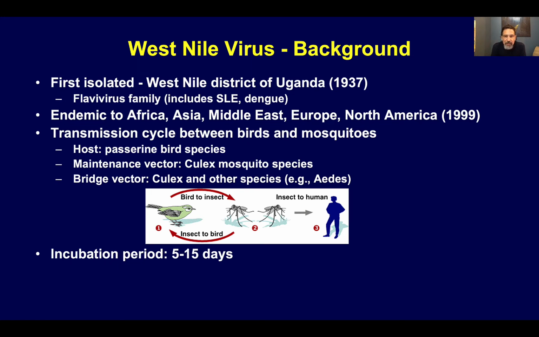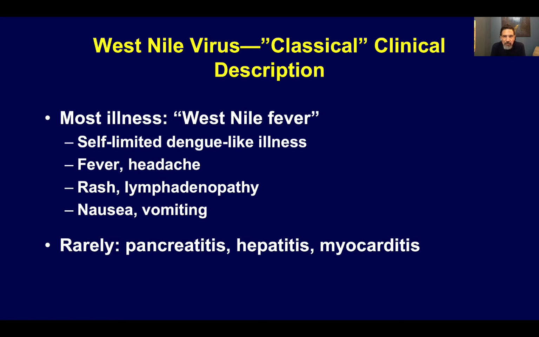The incubation period for West Nile virus ranges from 5 to 15 days. Most of what's known about the clinical presentation of West Nile illness comes from outbreak investigations, in fact. The majority of infections are asymptomatic or result in mild illness known as West Nile fever. West Nile fever is a self-limited dengue-like illness characterized by fever, headache, rash, lymphadenopathy, nausea, and vomiting. In rare instances of infection, West Nile can affect other organ systems.